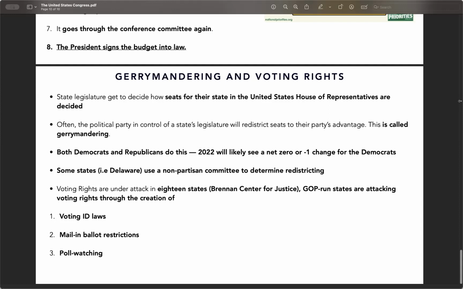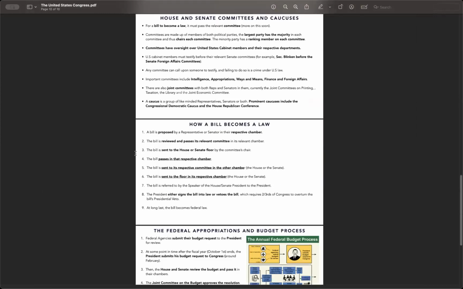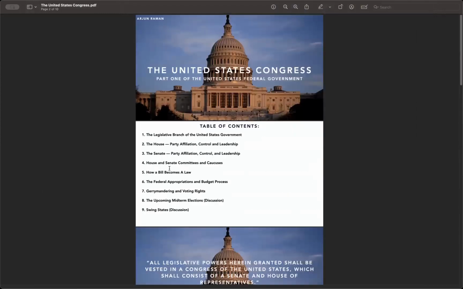And the third and most egregious example of attacks on voting rights is this thing called poll watching, where oftentimes civilians will be allowed with arms to be able to do things like watch polls to ensure that people are casting their votes correctly, which can often intimidate people, causing them to not vote in the first place.